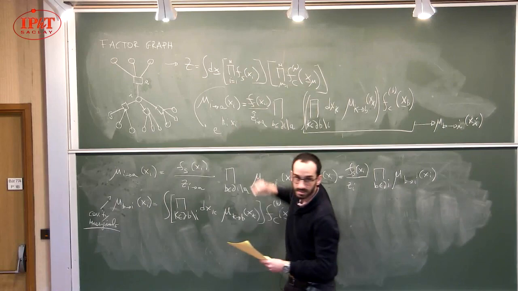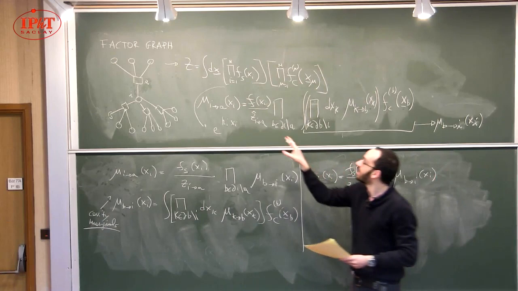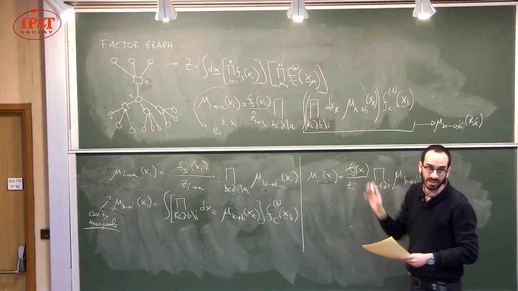I will show you what this is in the case of the perceptron. Okay, it's just notation. So you can write down the partition function this way. This is a general way to write it. I will give you the example of the perceptron now.